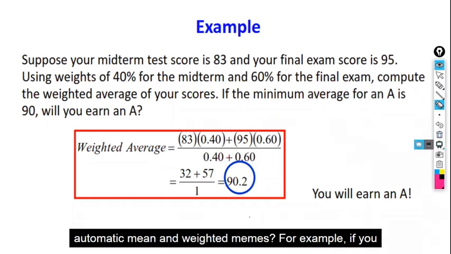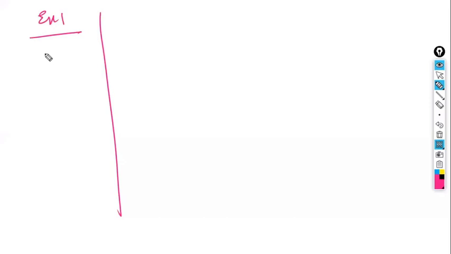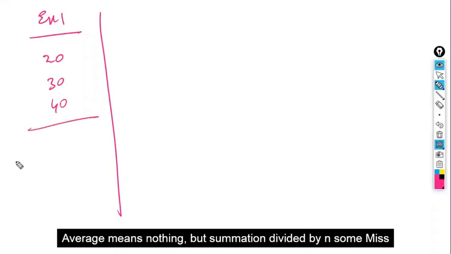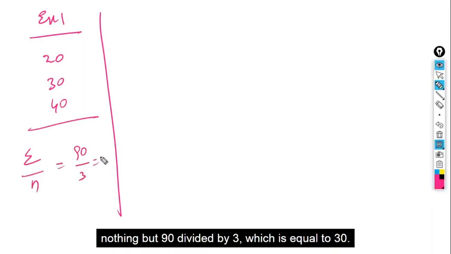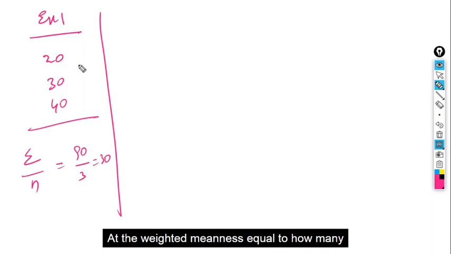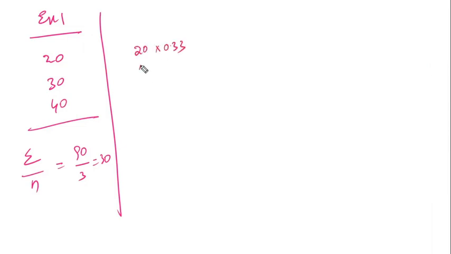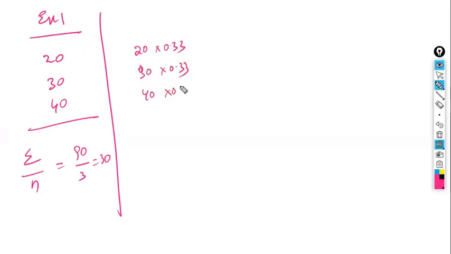What is the difference between arithmetic mean and weighted mean? For example, take example number 1: 20, 30, 40. Now what is the average of these three? Average means nothing but summation divided by n. The sum is 90 divided by 3, which is equal to 30. This is the normal mean. For the weighted mean, 3 values are there, so 1 divided by 3, a weight of 0.33 each: 20 into 0.33, 30 into 0.33, 40 into 0.33.